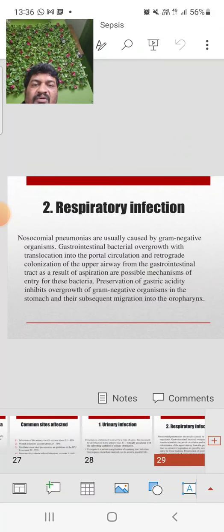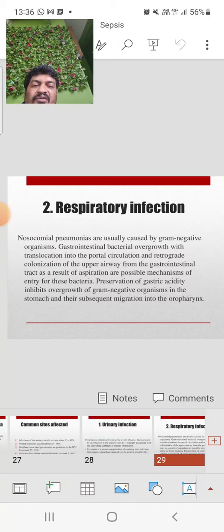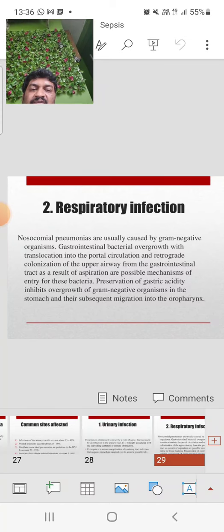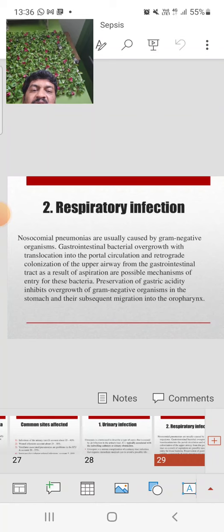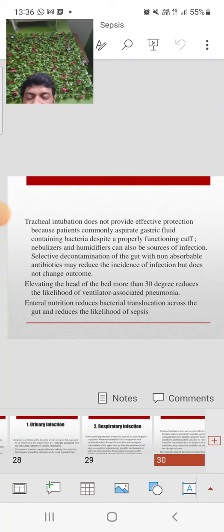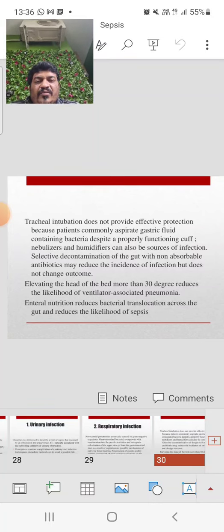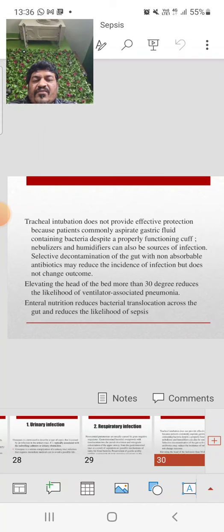Nosocomial pneumonia is usually caused by gram-negative organisms. Possible mechanisms of entry are gastrointestinal bacterial overgrowth with translocation into the portal circulation, and colonization of the upper airway from the gastrointestinal tract as a result of aspiration. Preservation of gastric acidity inhibits overgrowth of gram-negative organisms in the stomach and subsequent migration into the oropharynx. Tracheal intubation may not provide effective protection because patients commonly aspirate gastric fluid containing bacteria despite a properly functioning cough.